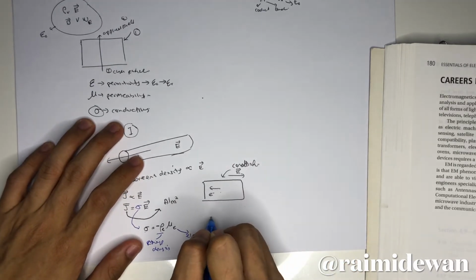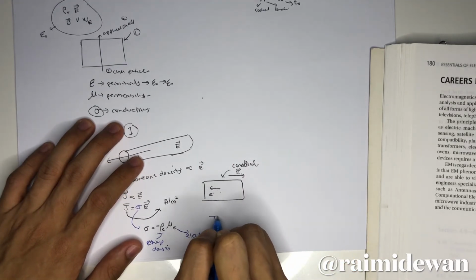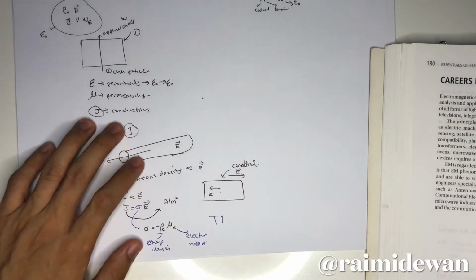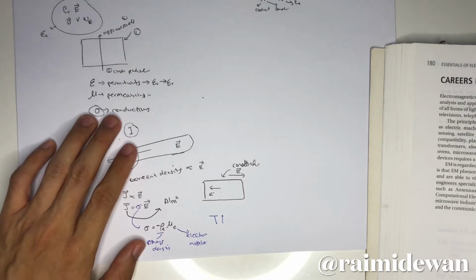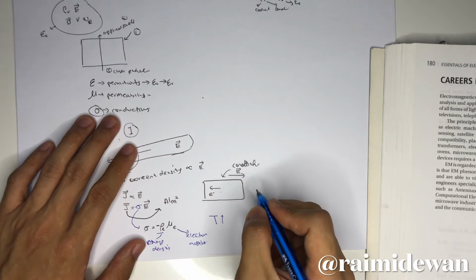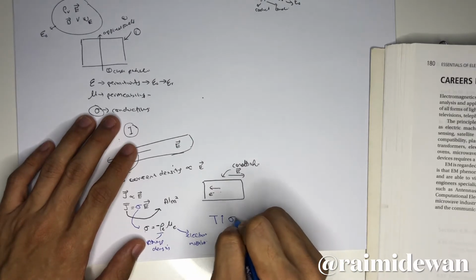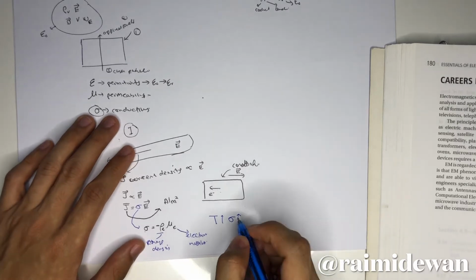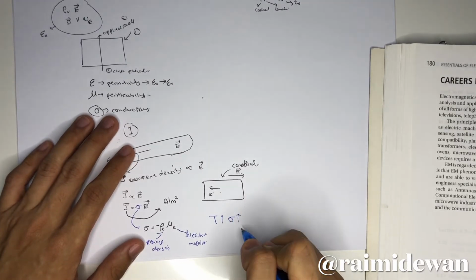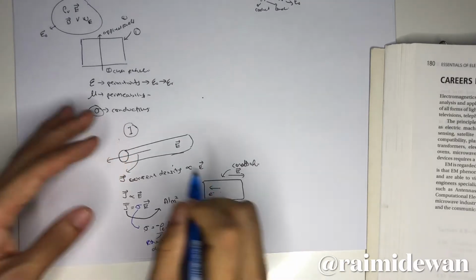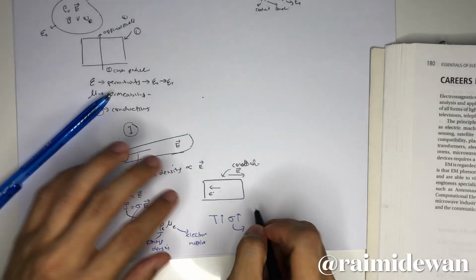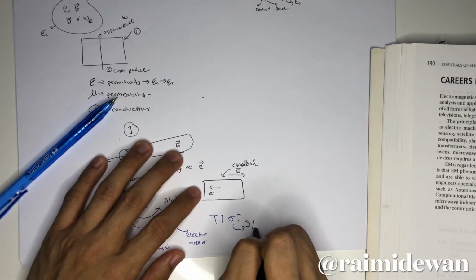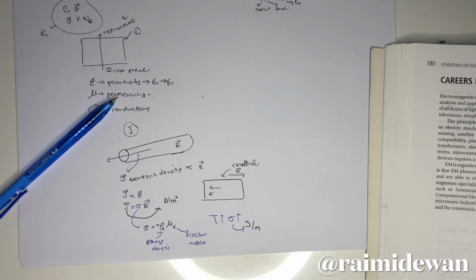We also know that at high temperature, if we increase the temperature T, the conductivity will also increase. Conductivity is measured in the unit Siemens per meter.